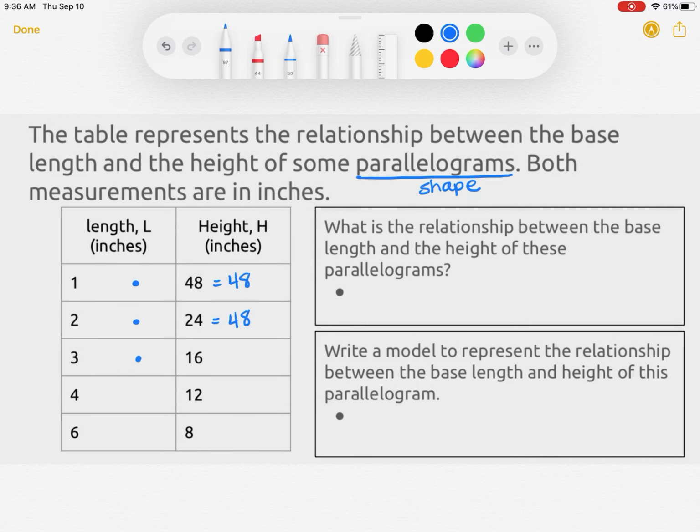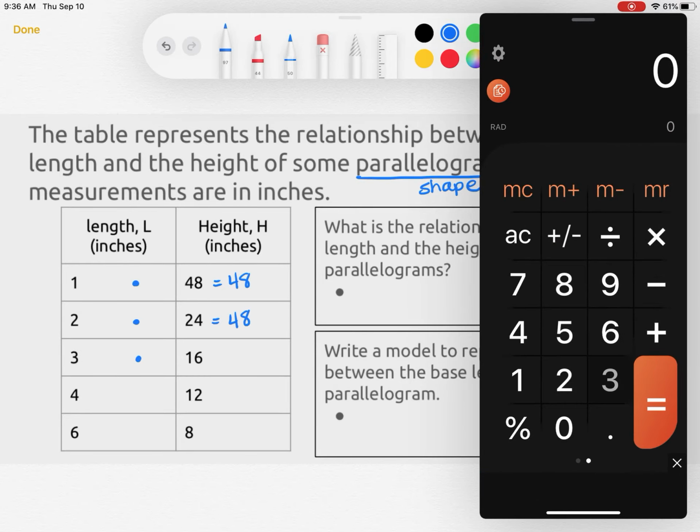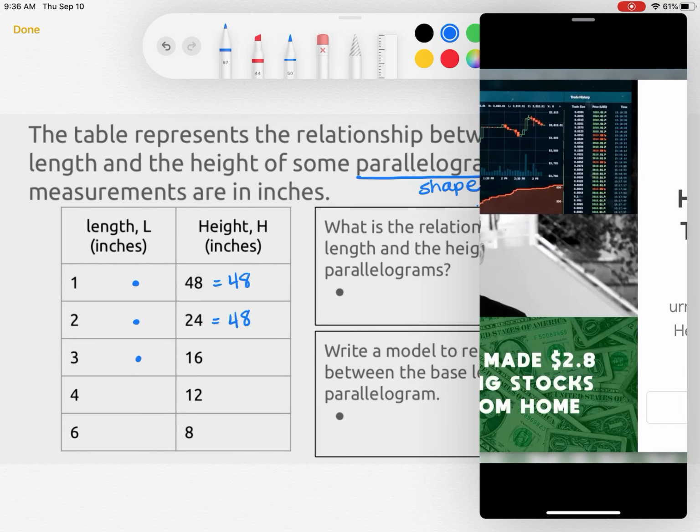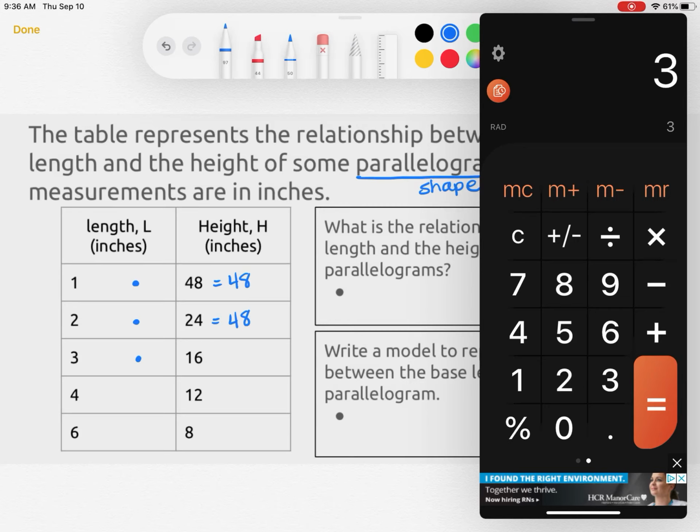Now let's see if that keeps working. What does 3 times 16 give me? You can use a calculator, don't worry. 3 times 16, yep, that gives me 48. 4 times 12, that gives me 48 as well. 6 times 8, that gives me 48.